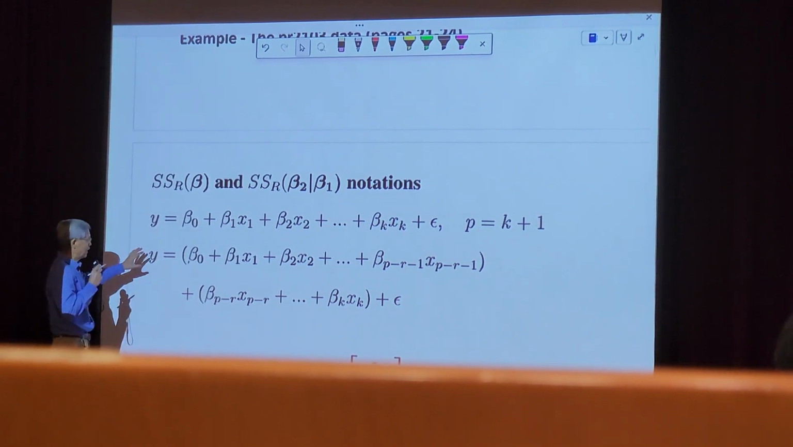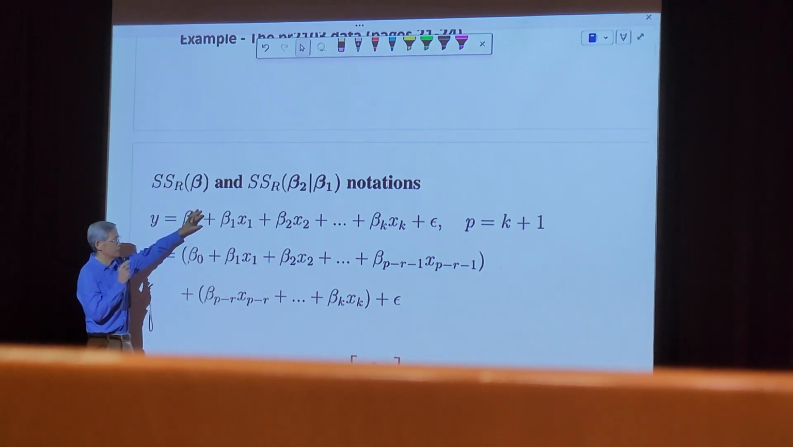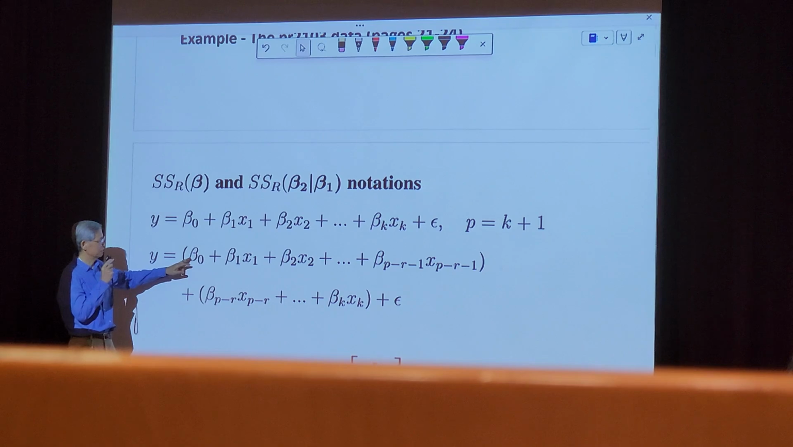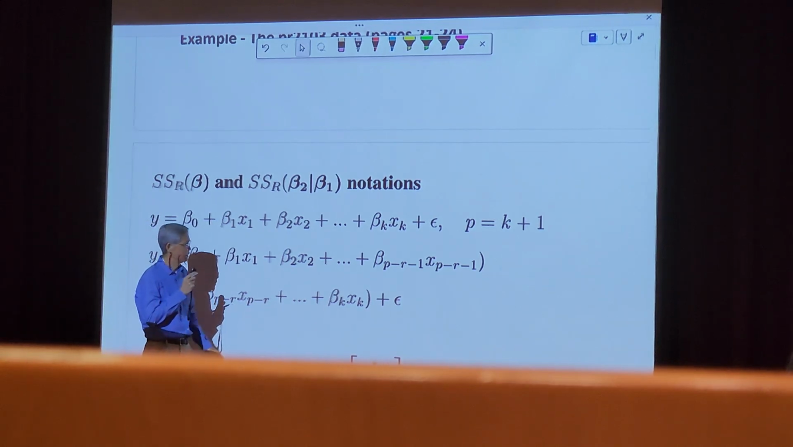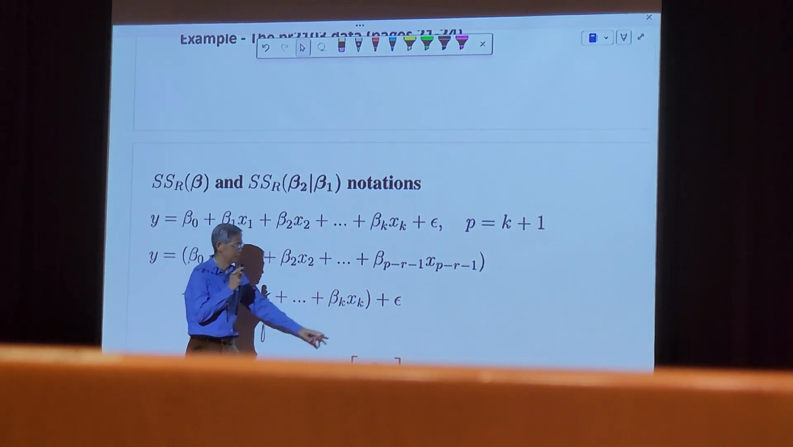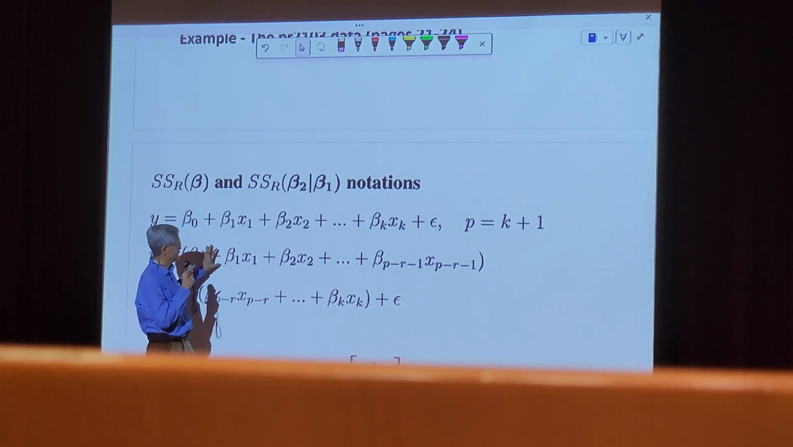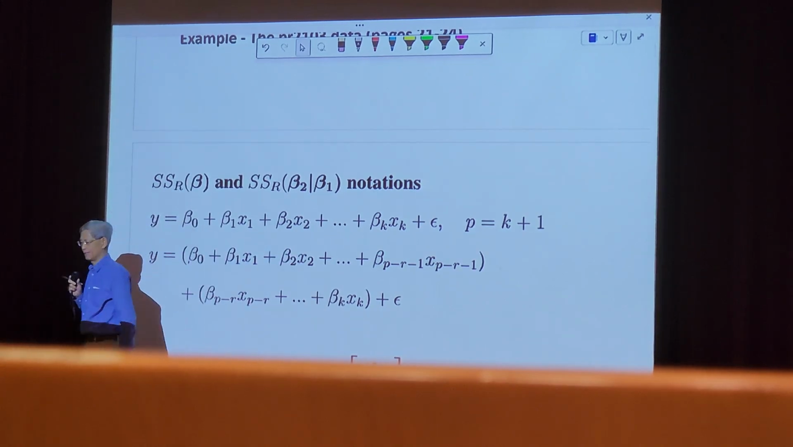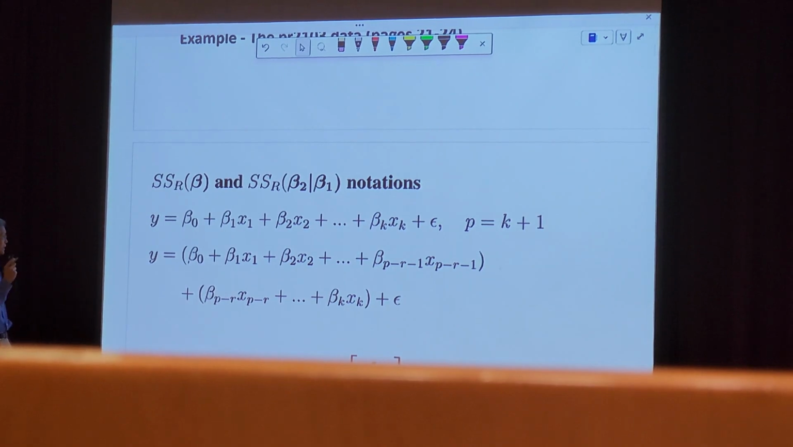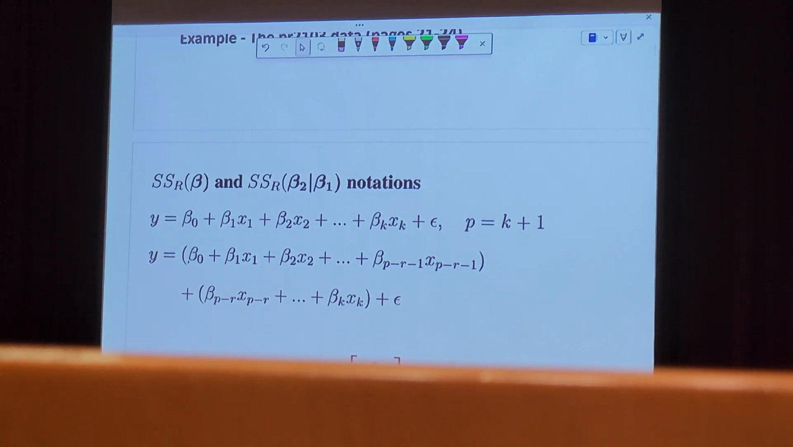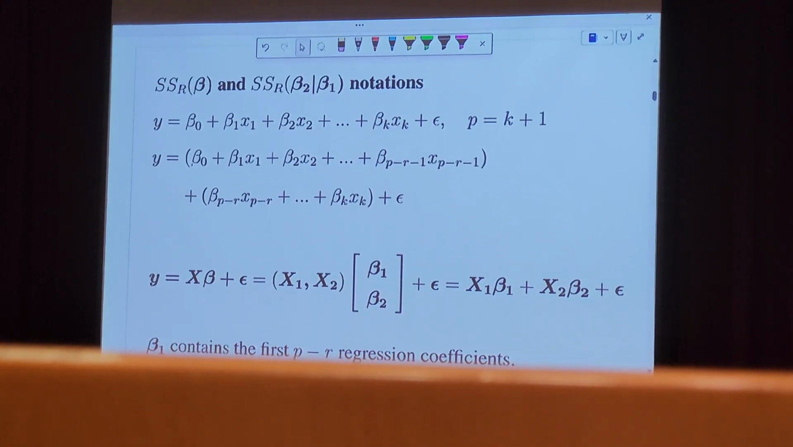Now, I'm going to break this equation into two parts. The first part consists of beta naught, beta 1, up to beta p minus r minus 1. And then the rest here, plus the error term epsilon. So how many betas are there in the first part? You can find easily, right? It is p minus r of that. And then the rest are in the second portion.